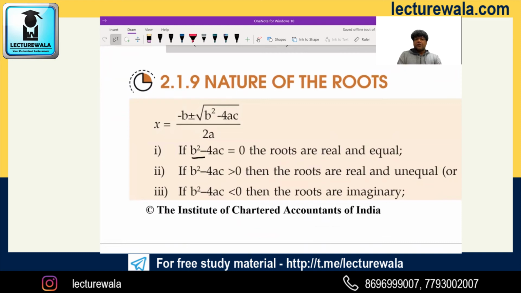If b square minus 4ac is equal to 0, roots are real and equal. How will you understand that we need this? In a question, if anywhere you see this kind of language, roots are equal, or they may say properly, roots are real and equal, it means you have to take the help of this relation: b square minus 4ac is equal to 0.